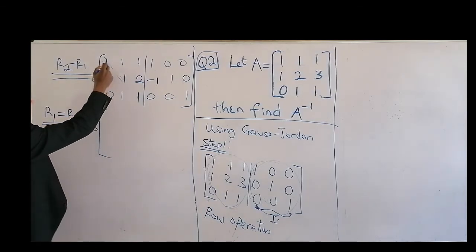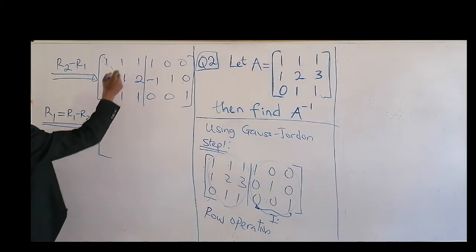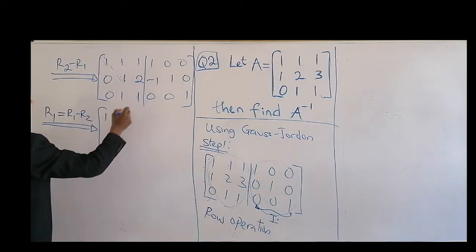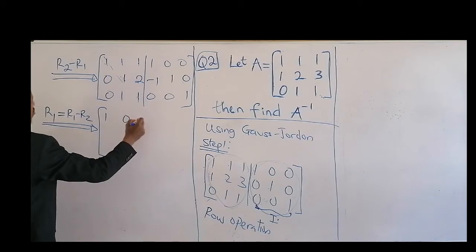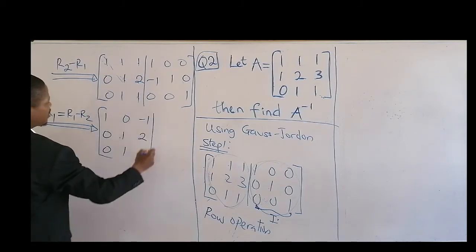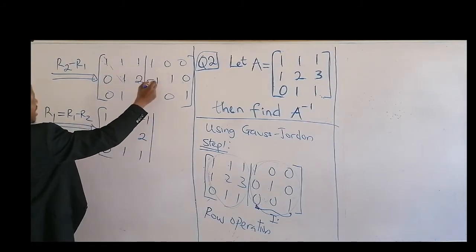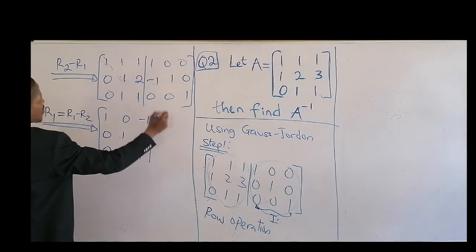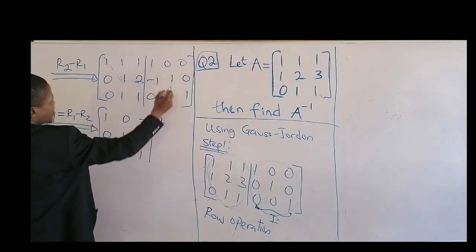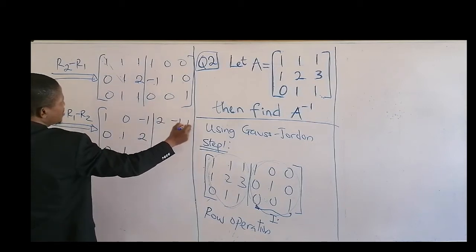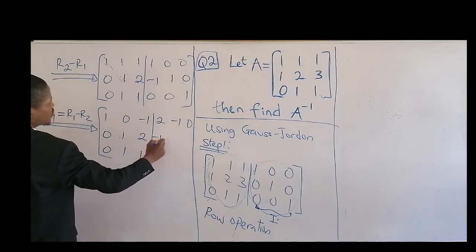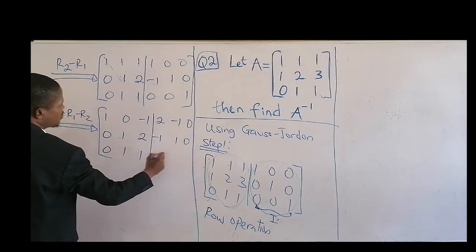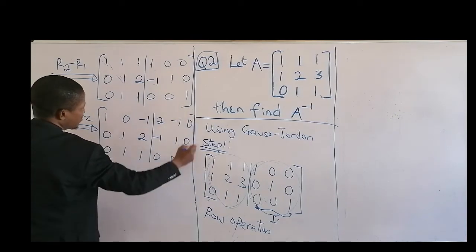That will be equal to 1 minus 0, 1. 1 minus 1, 0. 1 minus 2, minus 1. Then come back here. 1 minus this, that's a 2. 1 minus this, that's a minus 1. 0. Minus 1, 1, 0. 0, 0, 1.